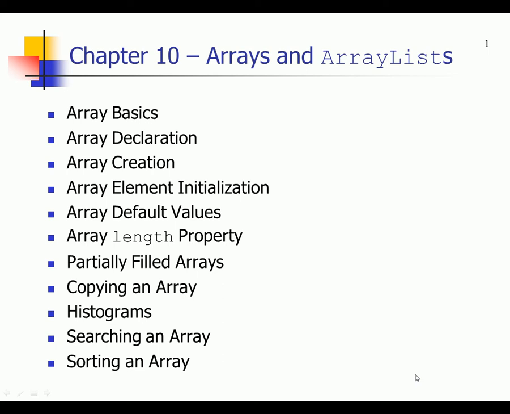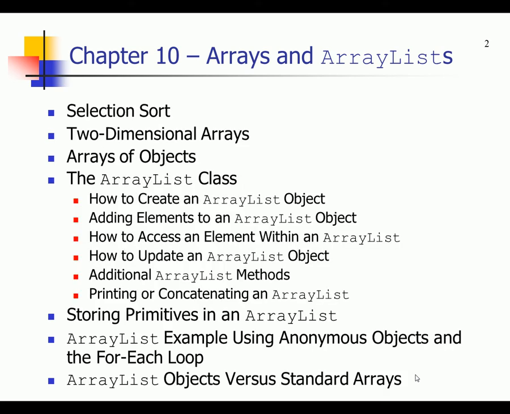Alright, this is chapter 10 about arrays and array lists. Your chapter 10 program, at least the current program, involves this stuff. We're going to talk about what arrays are, some of their properties, how to work with them, searching, and sorting. Also different types like the selection sort. We'll talk a little bit about two-dimensional arrays, though not that much. Then an array of objects, which is very handy, and then array lists, which will come in handy as well.